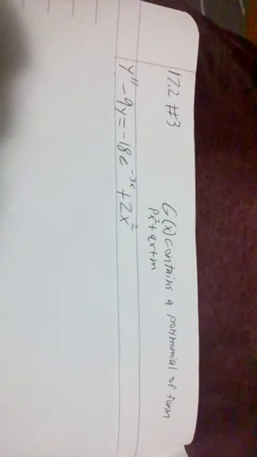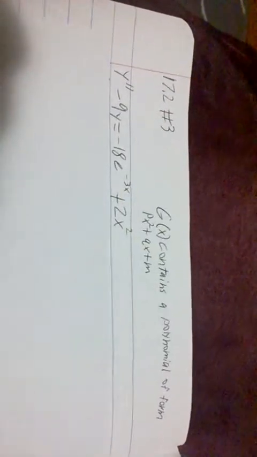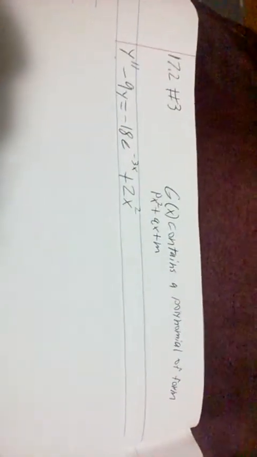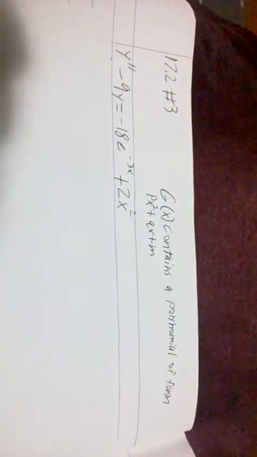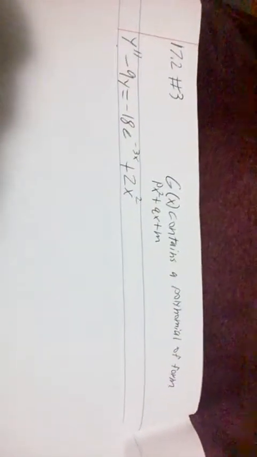Hi everyone. My question example is from 17.2. It's number 3. It's y double prime minus 9y equals negative 18 e to the negative 3x plus 2x squared. And our non-homogeneous differential equation general solution looks like this.